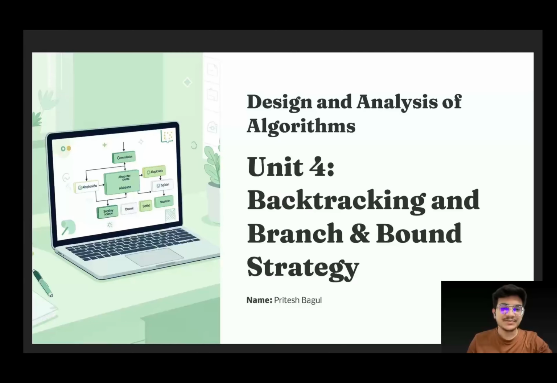Now, let's move to Unit 4, backtracking and branch and bound strategies. In this unit, we will study two important problem solving techniques used for complex problems where multiple possibilities exist. These techniques help us to reduce unnecessary computation and improve efficiency compared to the brute force method.